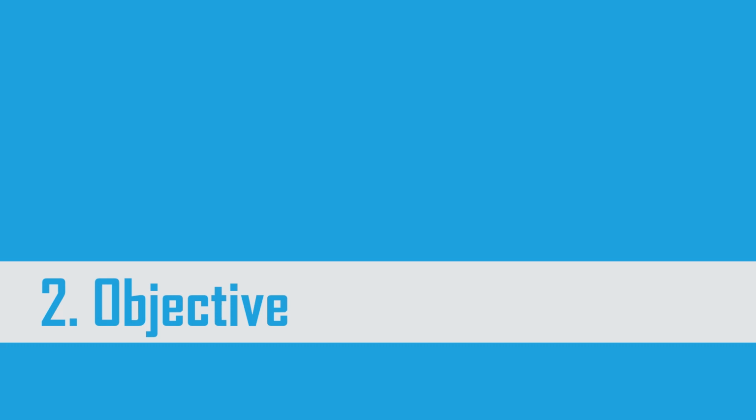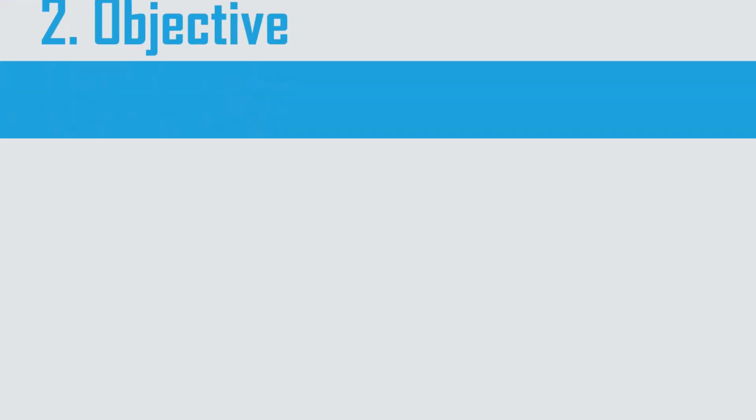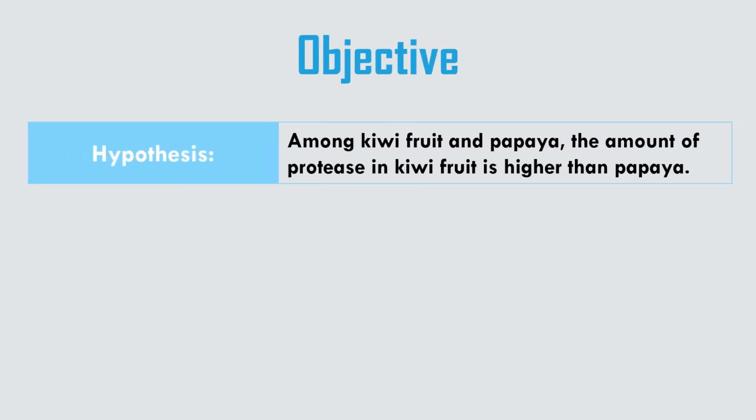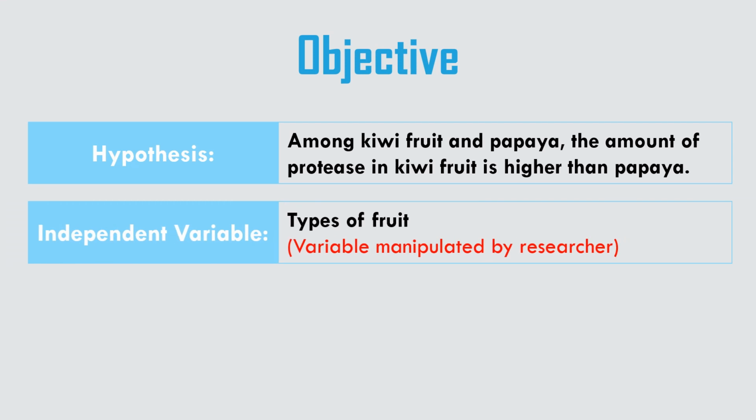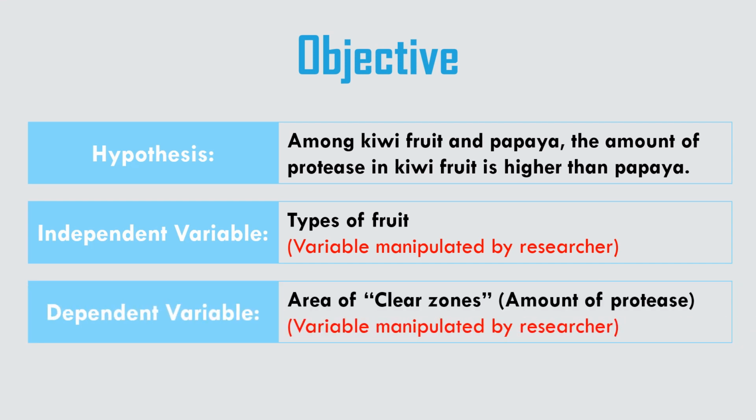The objective of this project. And we can set up the hypothesis as: among kiwi fruit and papaya, the amount of protease in kiwi fruit is higher than papaya. And the independent variable of this hypothesis is the type of fruit. And the dependent variable of this hypothesis is the area of the clear zones or the amount of protease.